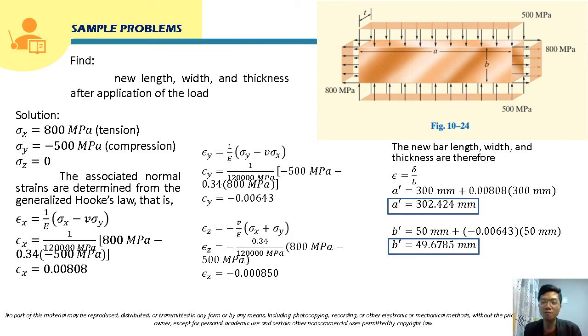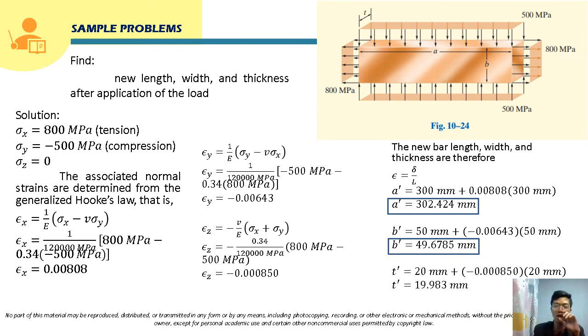Now, finally, for the new thickness. The original thickness is 20 millimeter, and the strain here is also negative, so the deformation will be subtracted from the original thickness of 20 millimeter. Solving for the new thickness, this is 19.983 millimeter. So these will now be the answers for this problem.